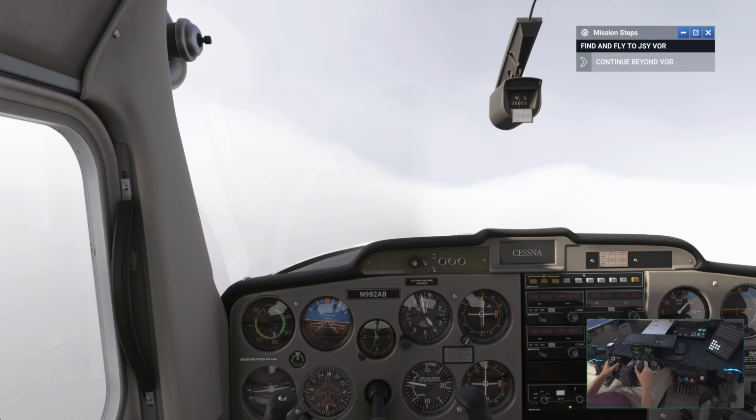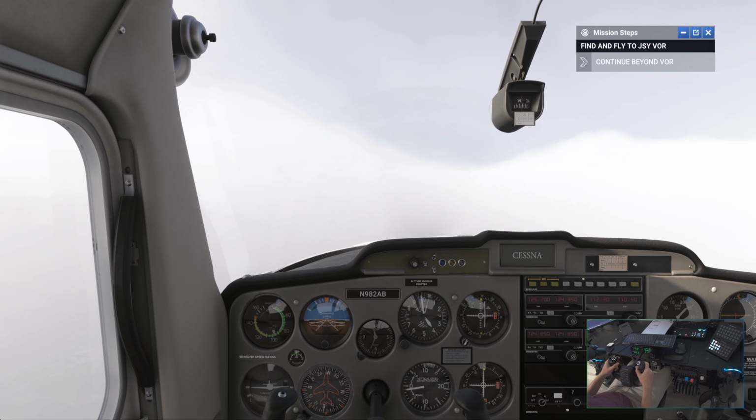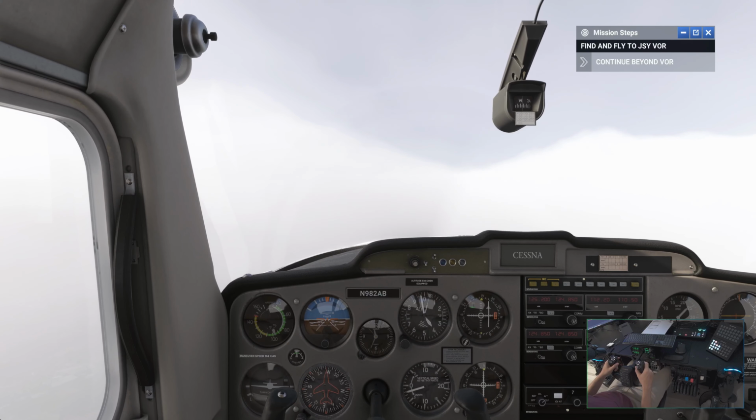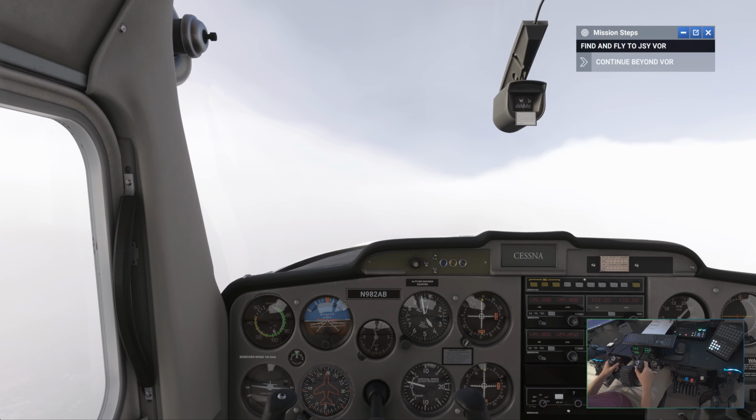Notice how in the overhead we get large deflections of the CDI and have a period where we have no guidance. This is known as the cone of confusion. Just maintain our course until we reach the other side and our indications return.